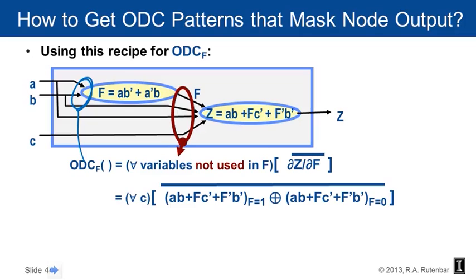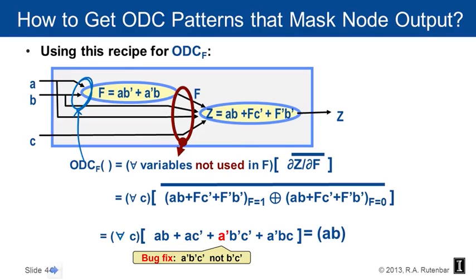That's going to turn out to be for all C, because those are the variables that are not used in F. A is in F, B is in F, but there's no C in F. Of the complement of the Boolean difference. So the Boolean difference is just AB plus FC bar plus F bar B bar, cofactored F equals 1, exclusive OR, cofactored F equals 0. That's the difference. Then you complement it, and then you quantify out the C.